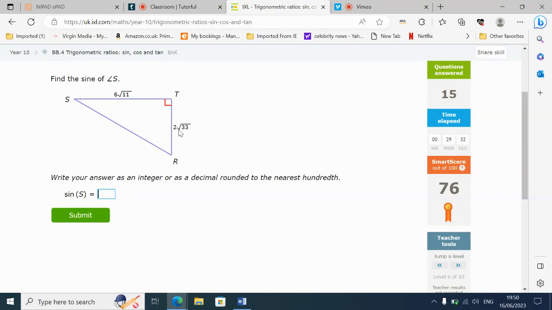Well, first of all, we need to find out, don't we? 2 square root 33 is 5.744. And then 6 square root 11 is 3.316. Okay, so you add them up.